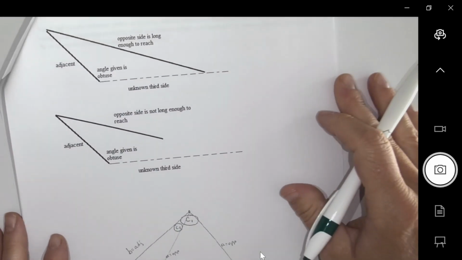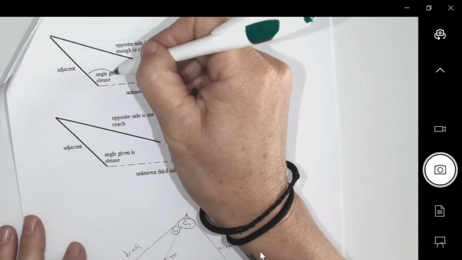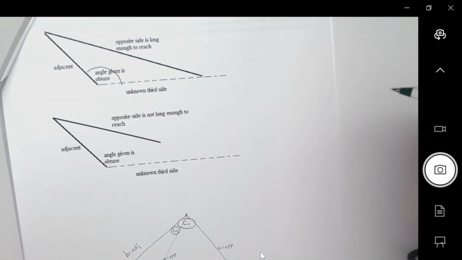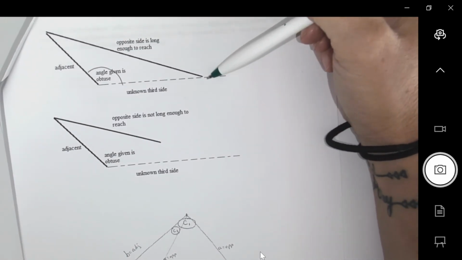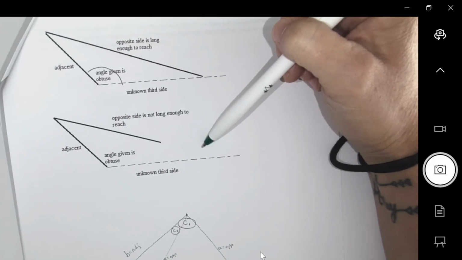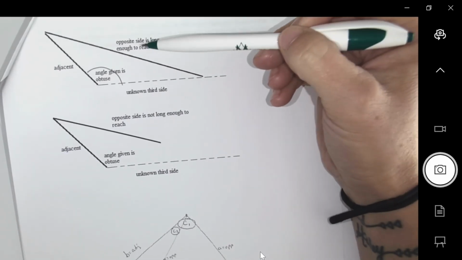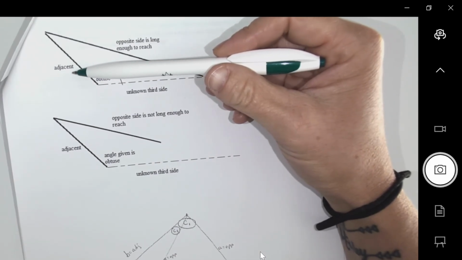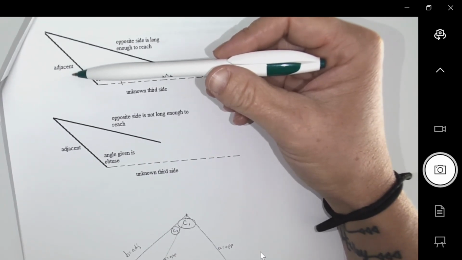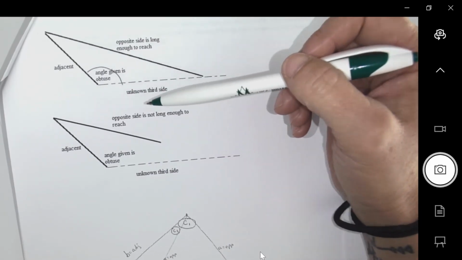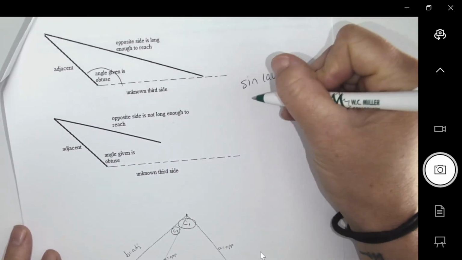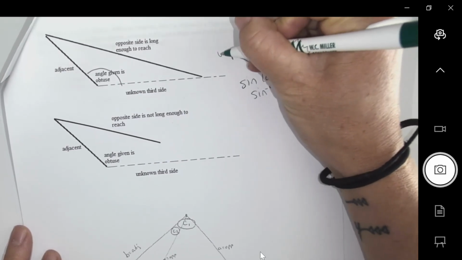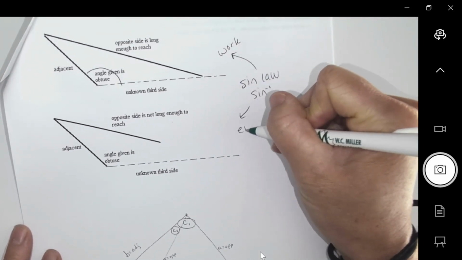Then we have, well, what if this angle I gave you was obtuse? So basically, there's only two choices on this one. You're asking yourself, is this opposite side long enough to reach, or is it too short? So this side for sure has to be longer than that one because of the property in triangles: the longest side has to be across from the largest angle. If you do a sine law and then sine inverse, this one will work and this one will make an error.